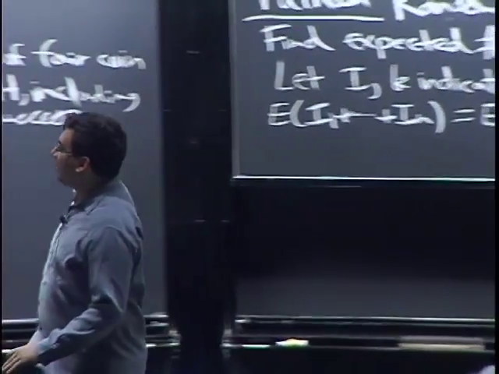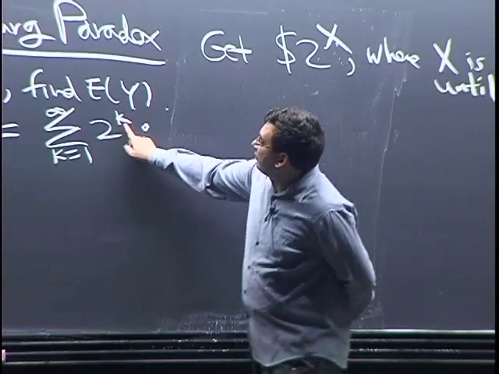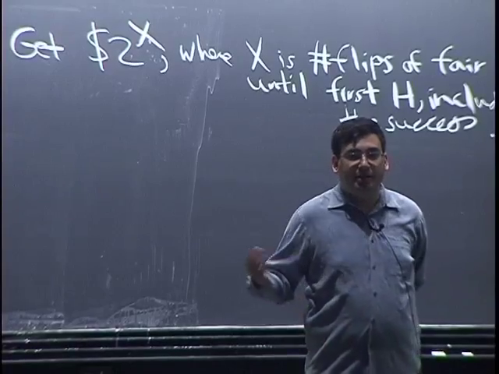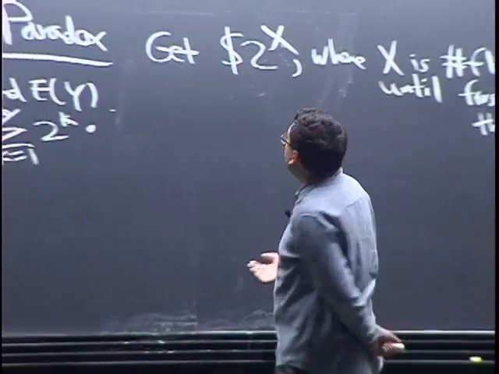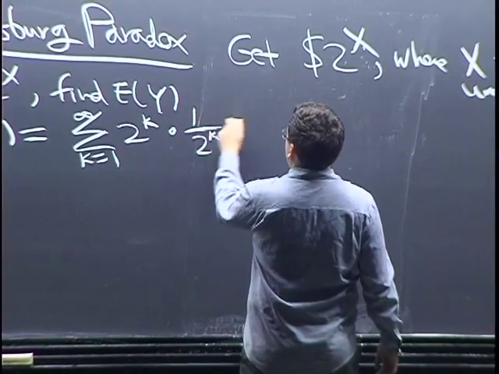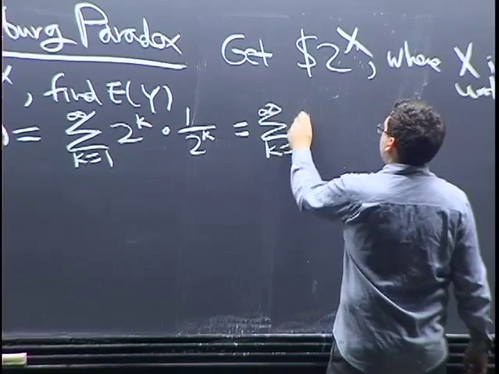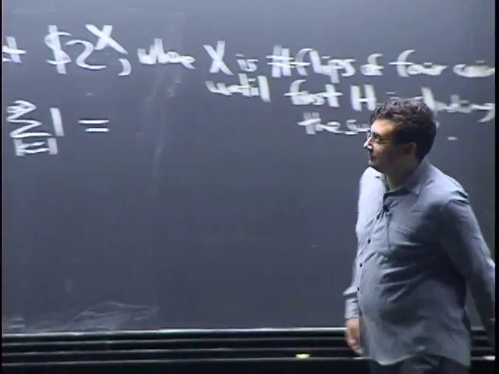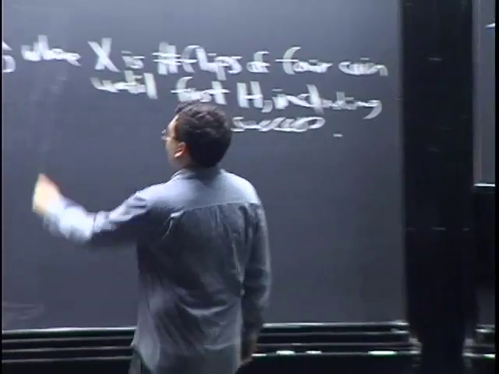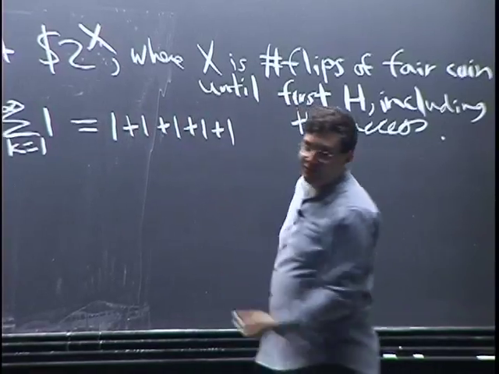Now, the probability of that happening, this event, is when the coin lands tails k minus 1 times and then heads. That has probability, we're assuming it's a fair coin, 1 over 2 to the k, because that's one specific event. So what we're really doing is summing up 1 from 1 to infinity. And what does it mean to sum up 1? Well, that means we're adding up 1 plus 1 plus 1 plus 1 plus 1 forever.